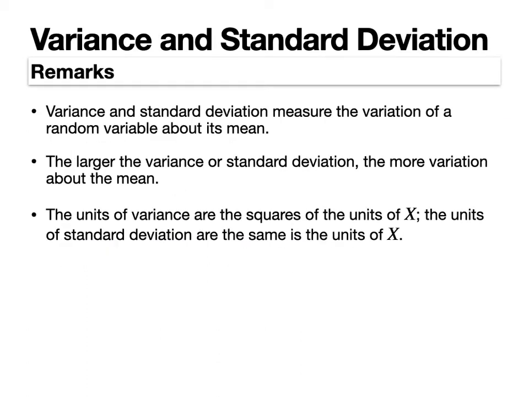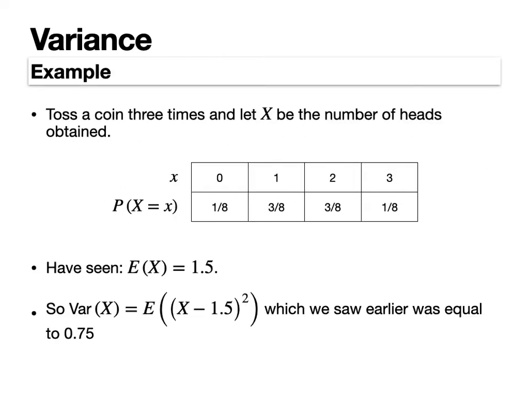So, as I said, variance and standard deviation both measure the variation of a random variable about its mean. So, the larger the value of the variance or standard deviation, the more variation around the mean there is. The units of variance are the squares of the units of the random variable x. The units of standard deviation are the same as the units of x.